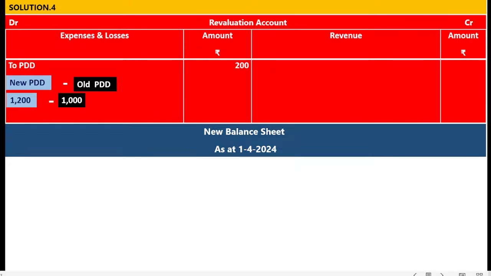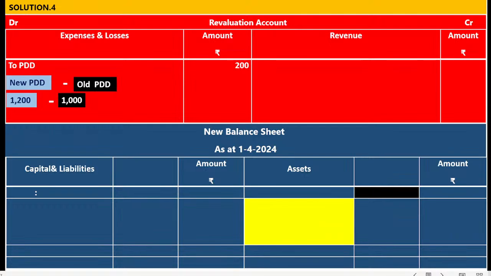Step number 2. New balance sheet as at 1/4/2024. Draw the new balance sheet like this. Left hand side capital and liabilities amount rupees. Right hand side assets amount rupees. Capital Mr. A, Mr. B, Mr. C. Earlier there were 2 partners, Mr. A and Mr. B. Now there are 3 partners, Mr. A, Mr. B, Mr. C, because of admission of a new partner.